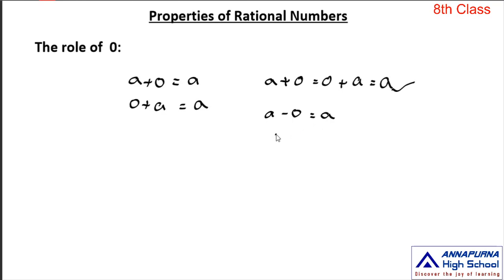Then what about the reverse? That means 0 minus a. Do you get the same result? 0 minus a is equal to minus a. Here the answers are different. That's why with respect to subtraction, we cannot discuss this 0. With respect to addition, when 0 is added to any number, or any number is added to 0, we get the same result.